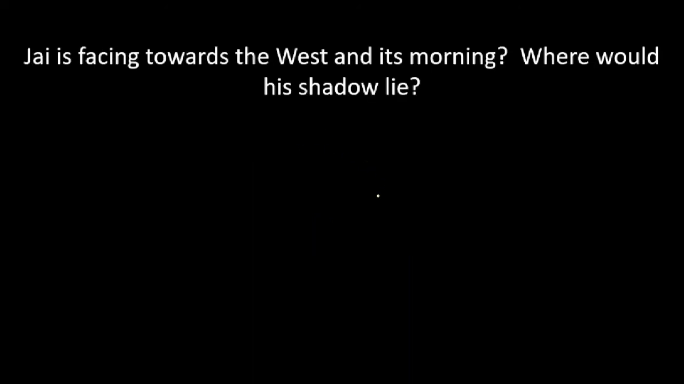Jay is facing towards the west. So we are all aware that west is on this side because Bombay is on this side. So western culture is prevalent in Bombay. So this is the west side. And it's morning. So morning means that the sun is on the east side. This is the east side. So the sun is here, and where would his shadow lie?